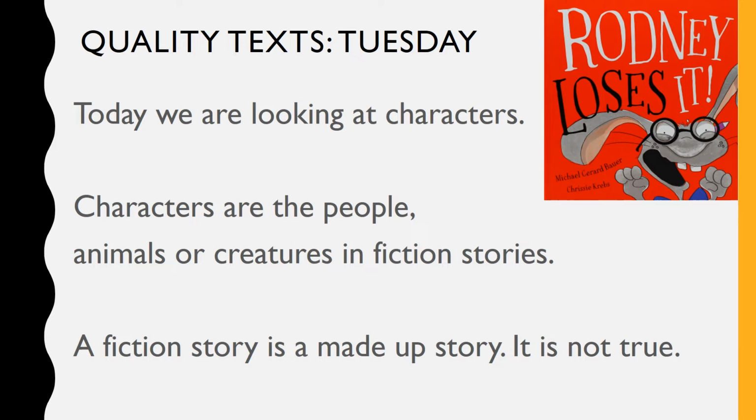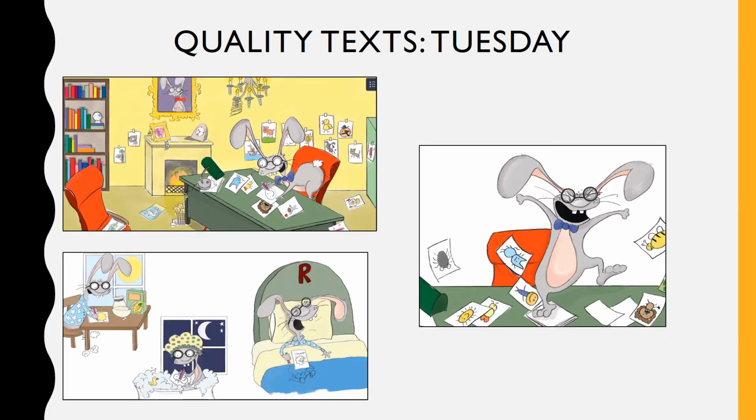Now, I'm sure that you've already viewed the story Rodney Loses It. Maybe you want to even watch that story again today. When you were looking at that story, you might have noticed some things in the story that couldn't really be true. And that's what makes a fiction story, things that are not true. Let's look at some pictures here. And I want you to think about what parts of this story can you see that are not true, something that wouldn't really happen. You might notice some things in the story that could be true.